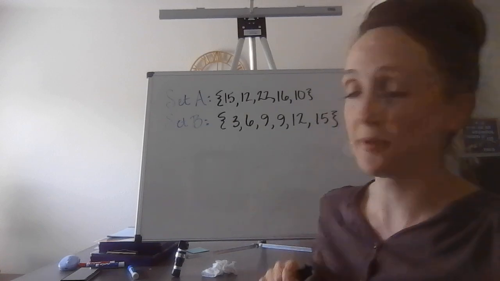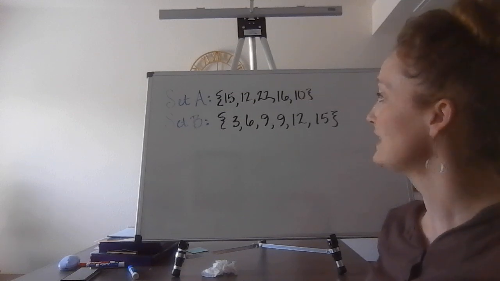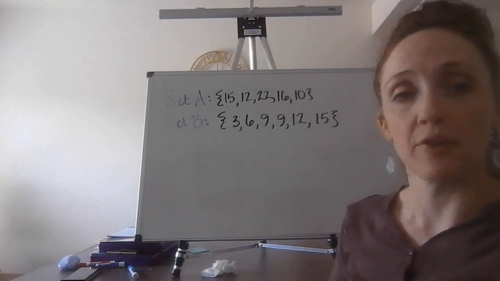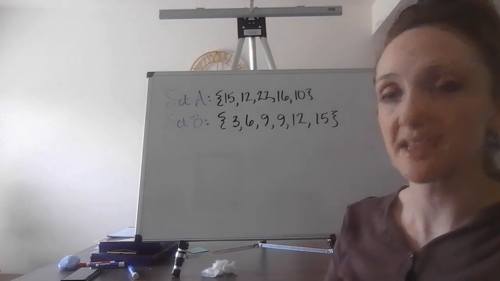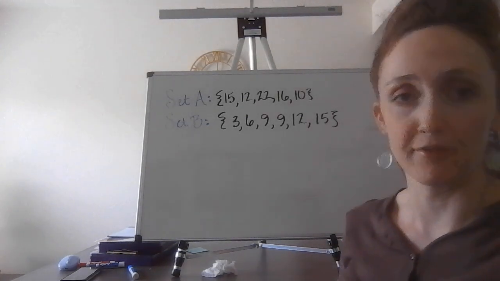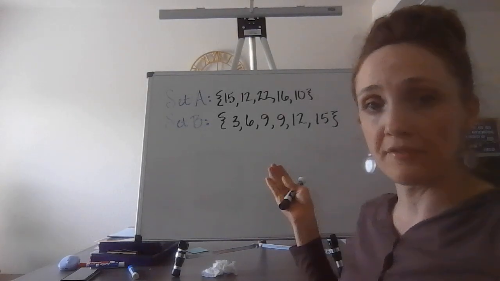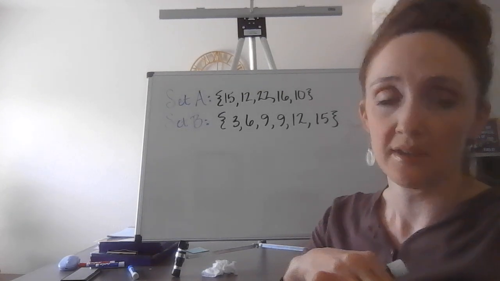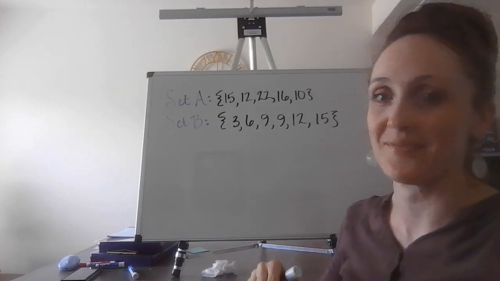In fact, I have a couple of sets written up here. Set A: 15, 12, 22, 16, and 10. What we want as the mean is sort of a representative value that's in the middle. A mean is a type of measure of center. It's a calculated average. And we do that by adding up all of the values that we have and then dividing by the number of values that we have, so that the values are kind of spread evenly among all of the data points.